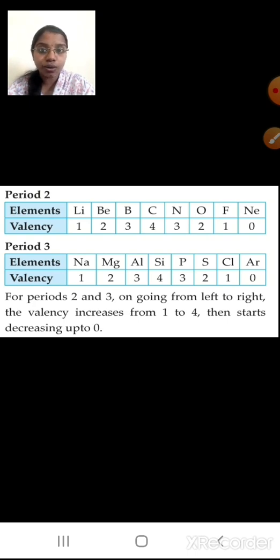Neon is a noble gas. Then in period 3, sodium, magnesium, aluminium, silicon, phosphorus, sulfur, chlorine, argon. Again you will see the valency is 1, 2, 3, 4, 3, 2, 1, 0. So for periods 2 and 3, on going from left to right, the valency increases from 1 to 4, then starts decreasing up to 0. First it increases till 4, then it decreases, and at the end it becomes 0. I hope students you understood this.